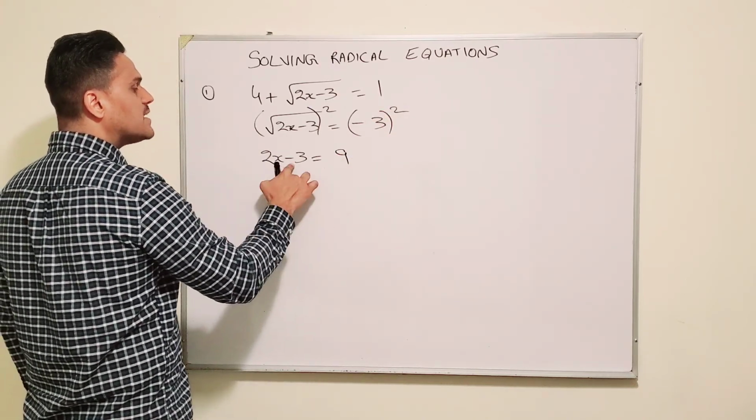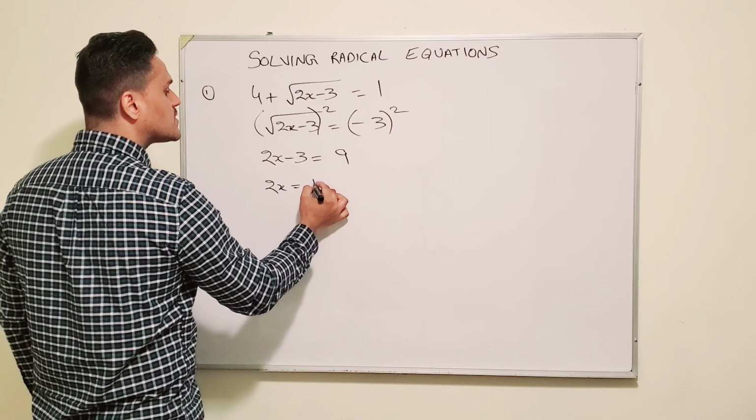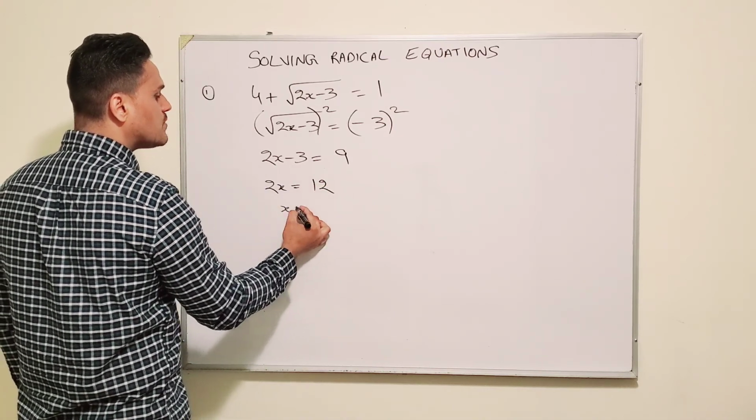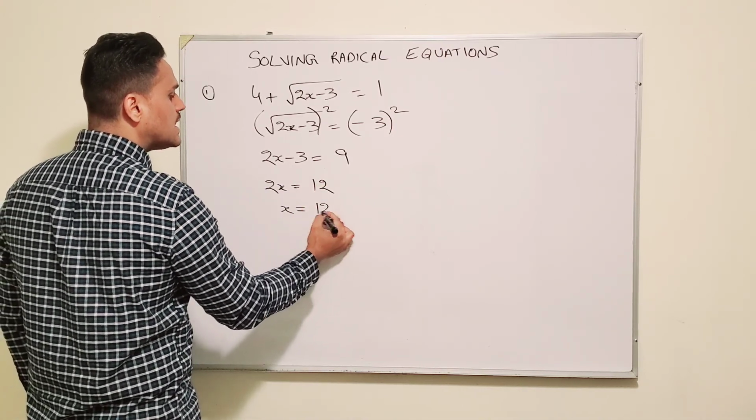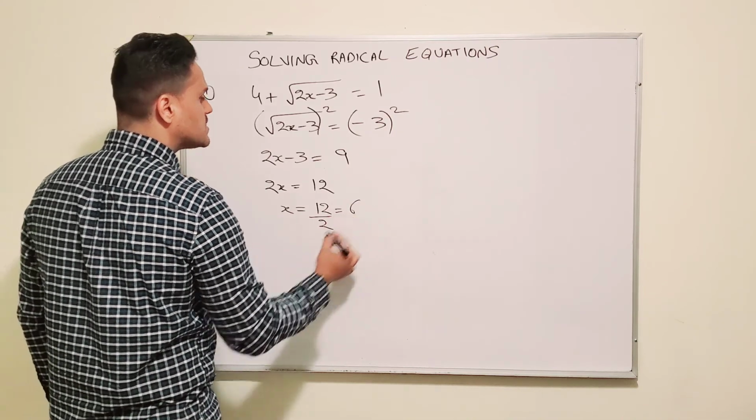Now we're going to move minus 3 to the other side. 9 plus 3 is going to be 12. And then we divide both sides by 2. So our x is going to be 12 divided by 2, which is 6.